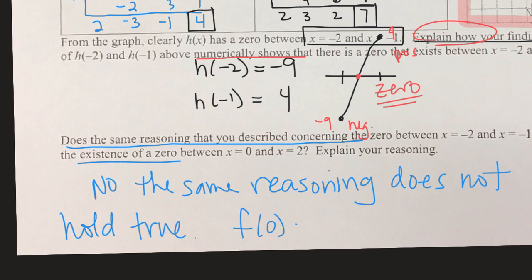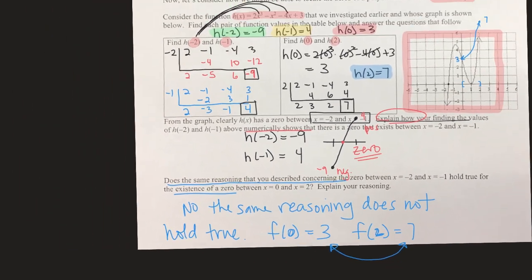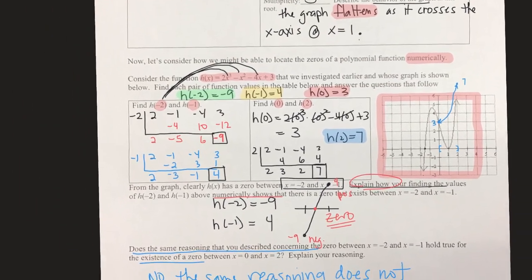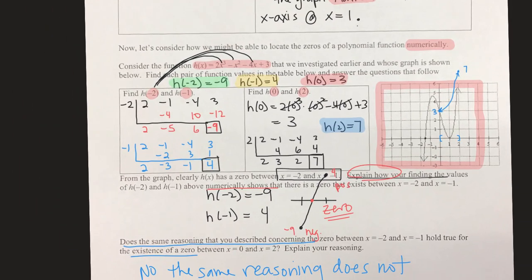We have a y value of 3 at 0, and we have a y value of 7 at 2. So this does not guarantee that we have to have a 0 between 3 and 7. Just that all the numbers between 3 and 7 will be there. It does not have to have a 0 between that. Okay, so there's got to be another way then in order for us to find that 0 besides this whole idea.